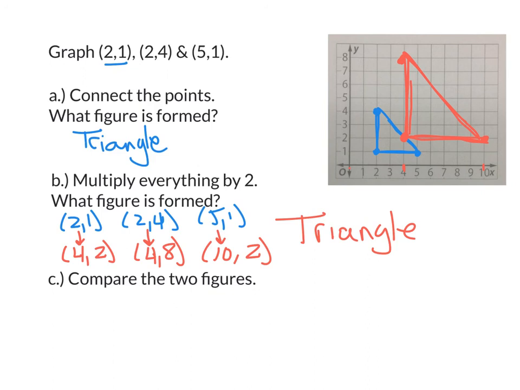That's what we're supposed to do in part C, where it says compare the two figures you drew. Write a sentence that tells how the figures are the same and how they're different. When I look at the blue triangle and the red triangle, they're both triangles. They're both the same type of triangle. But they're different because the red triangle is bigger and it's in a different place.